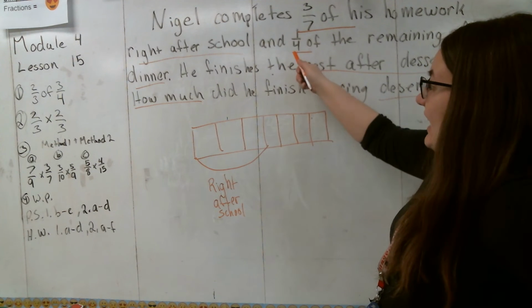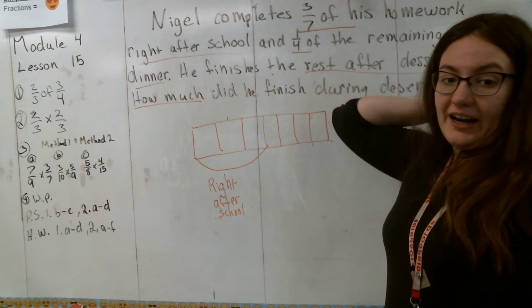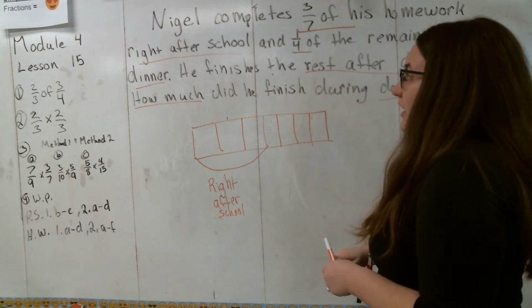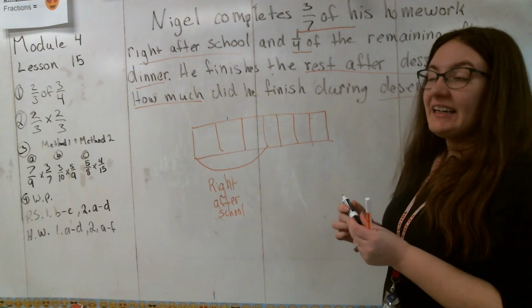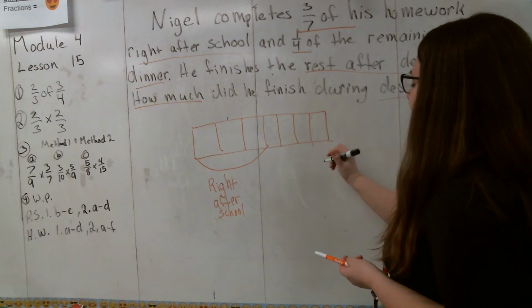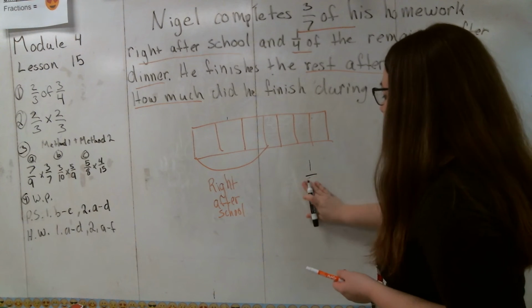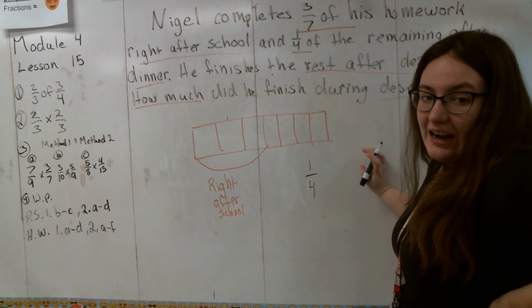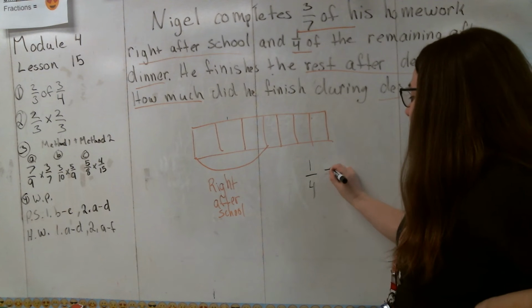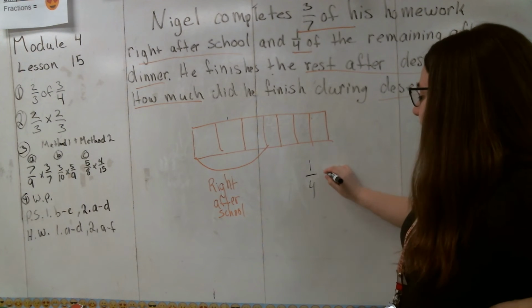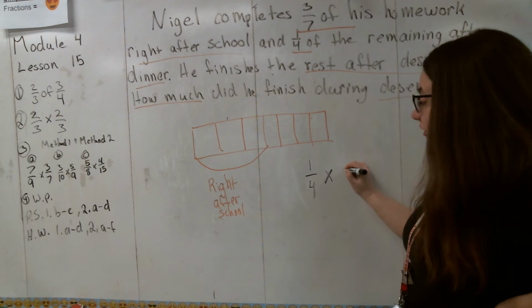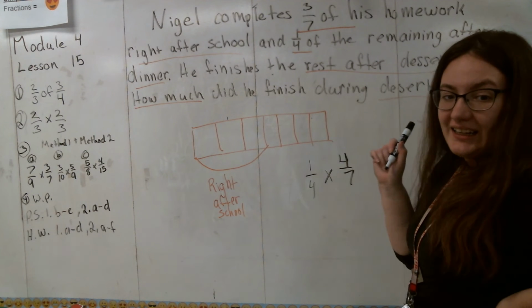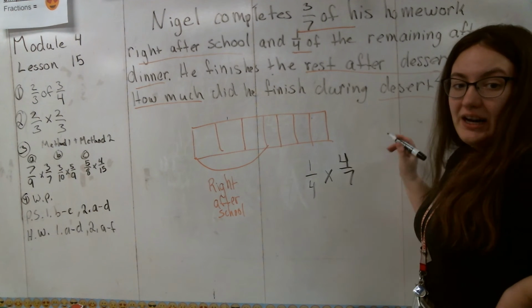And then it says that he finished 1/4 of the remaining after dinner. Now my model doesn't really help me figure out what 1/4 is, or what that would even look like on my model. But what I can do is think about, well, what is 1/4 of the rest of my model? Because that might help me figure out what my answer is. So I'm going to have 1/4 times, or 1/4 of 4/7. So I can figure out what 1/4 of this remaining part is, and then fill it in and show it on my tape diagram.